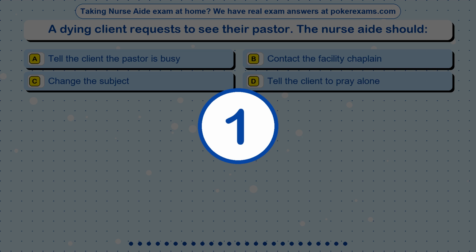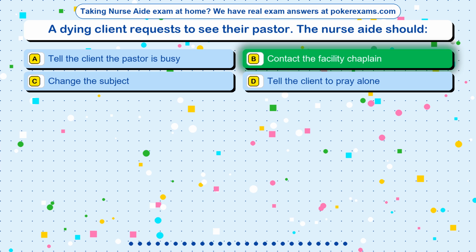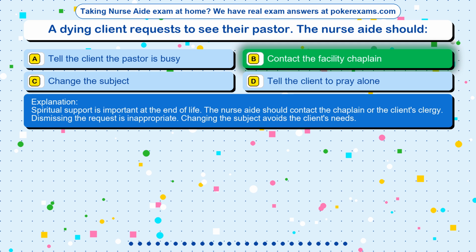The correct answer is option B. Contact the facility chaplain. Spiritual support is important at the end of life. The nurse aide should contact the chaplain or the client's clergy. Dismissing the request is inappropriate. Changing the subject avoids the client's needs.